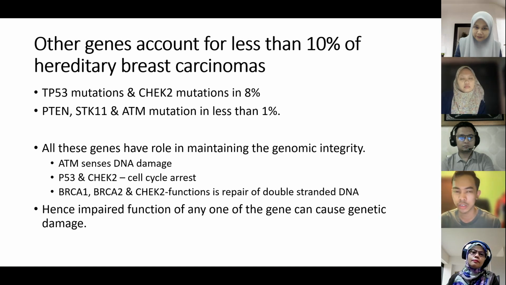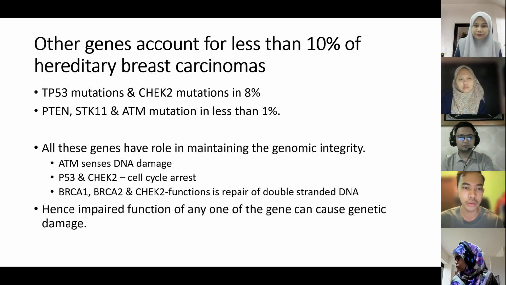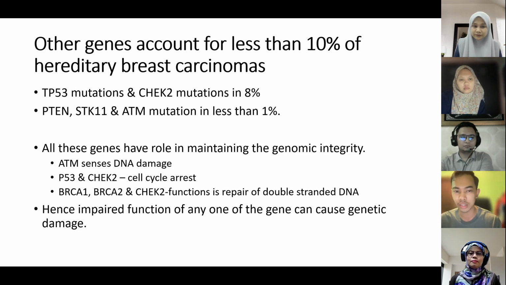So I just want to continue about the pathogenesis part. My part, I will talk about the other genes that account for less than 10% of hereditary breast carcinoma. In here, TP53 mutation and CHEK2 mutation account for only 8%, but PTEN, STK11, and ATM mutations are in less than 1%, which can still be detected.